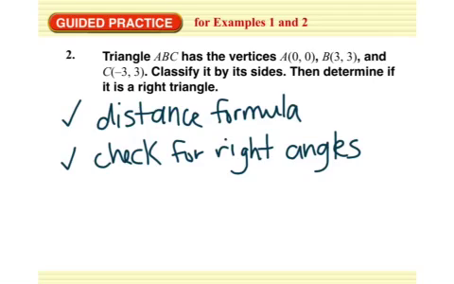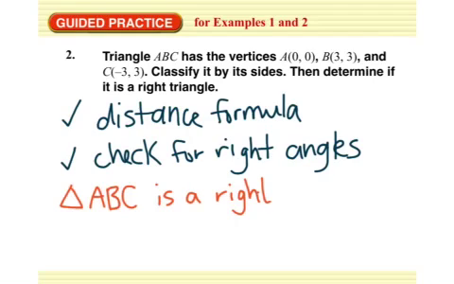The answer is that triangle ABC does in fact have a right angle, so it's a right isosceles triangle.